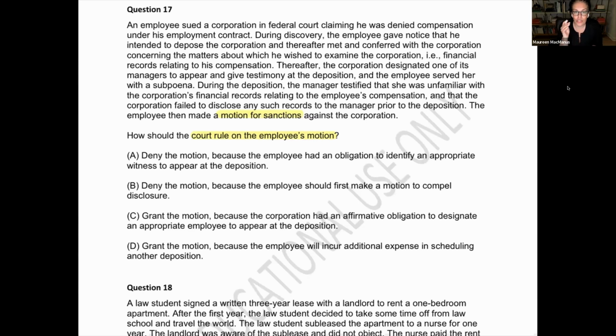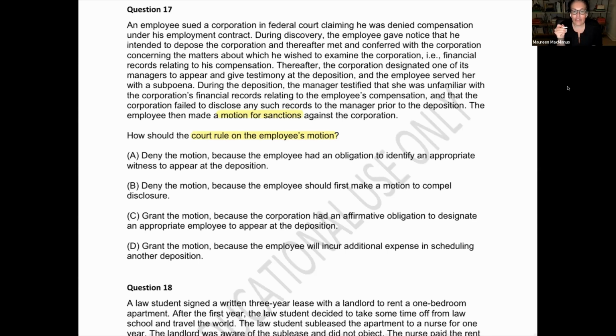So all of this is going well. They're doing what they're supposed to do. During the deposition, the manager testified that she was unfamiliar with the corporation's financial records relating to the employee's compensation, and that the corporation failed to disclose any such records to the manager prior to the deposition. So the corporation's totally in the wrong here. The employee then made a motion for sanctions. Sanctions would be valid in this case. How should the court rule on the motion?